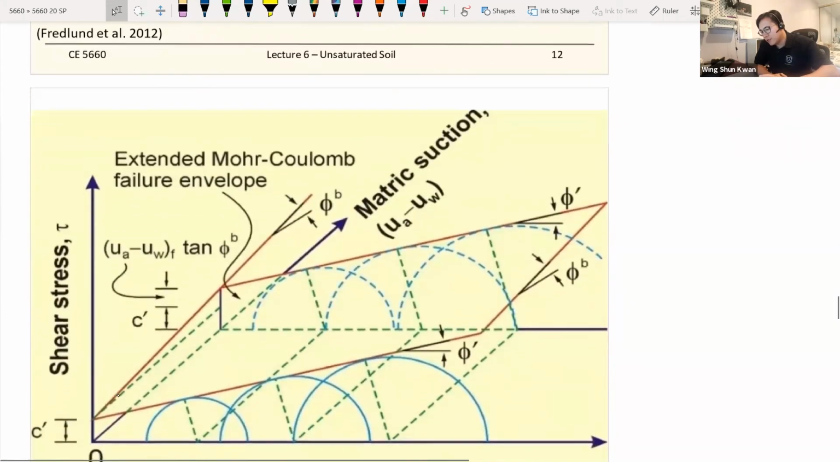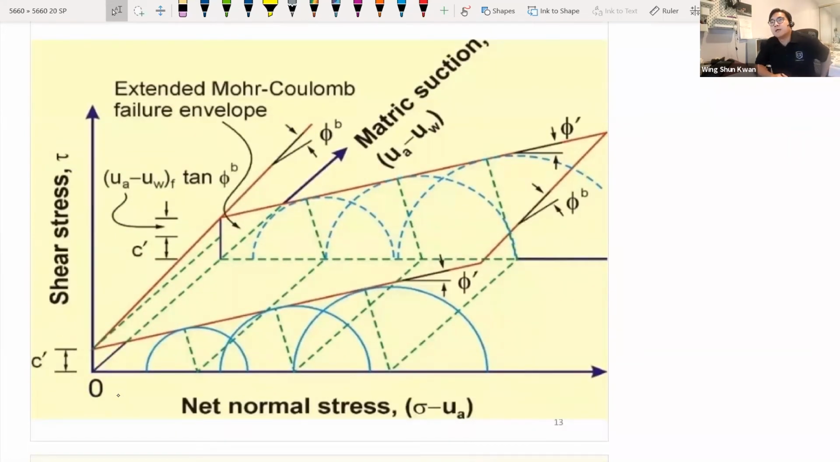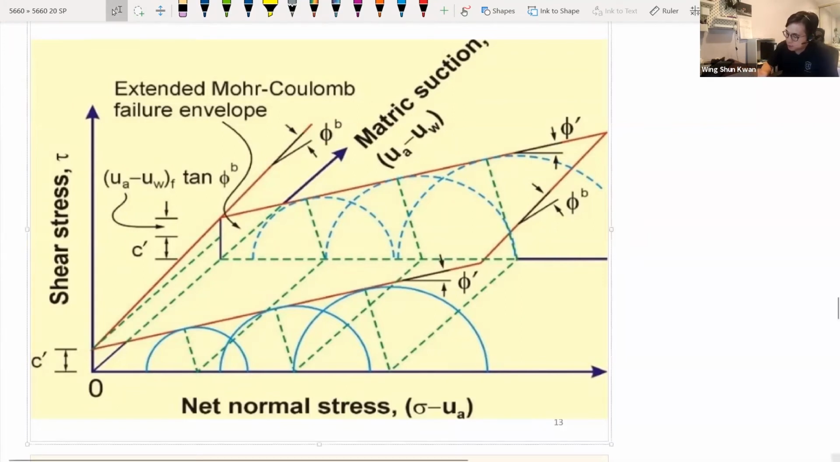But if we try to use just one picture to give an overview of what happens to the soil strength, this is a good one. This is the Mohr circle space. I hope you feel comfortable with this, because we have been working on it for a long time this semester when we talked about critical state soil mechanics. So this is pretty much the Mohr-Coulomb envelope, right? If we just look at the bottom part of this diagram, this is just Mohr-Coulomb, which means this is saturated soil mechanics.